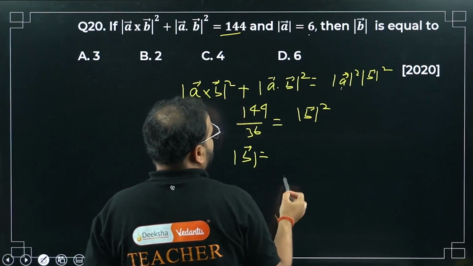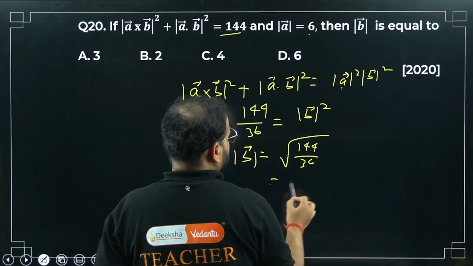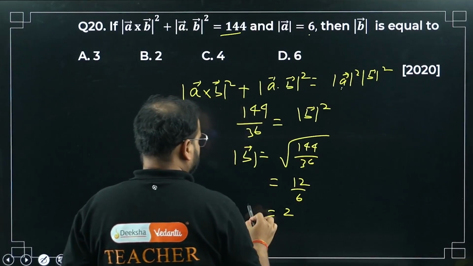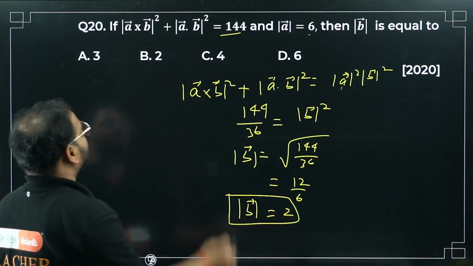How much is that? Root of 144 by 36. How much is that? 12 by 6, so 2. So vector b mod is what? 2. Magnitude of the vector b is 2.